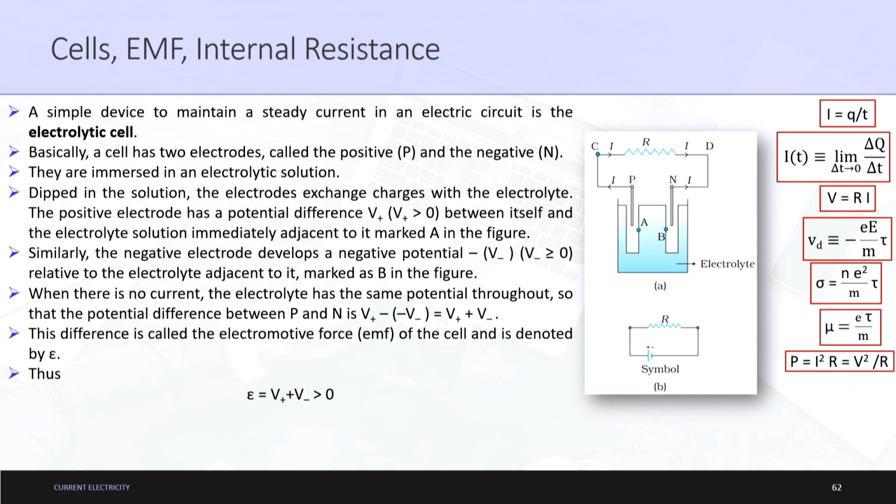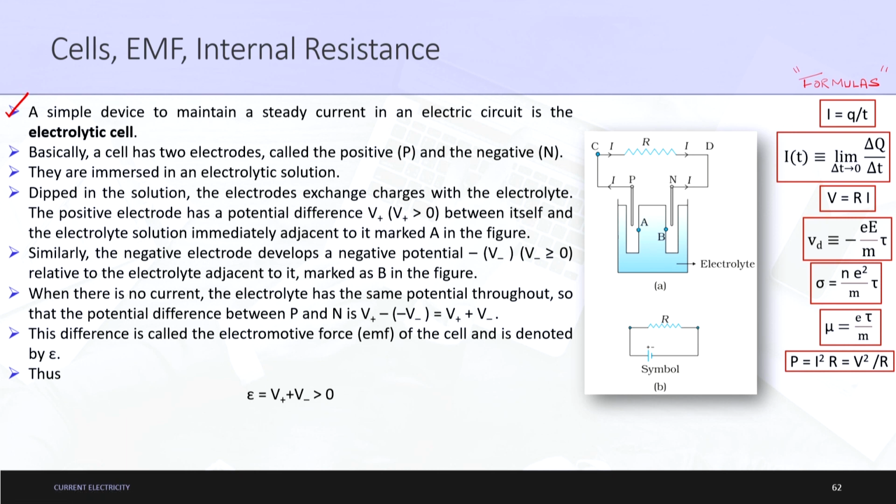As the points go on, I will try to explain this diagram to you more, and besides this, a formula sheet is being updated here. Everything which is important in the complete lecture series of current electricity will be dealt with here. Okay. So, look very carefully now. A simple device to maintain a steady current in an electric circuit is the electrolytic cell. Any device which can be used for a constant steady current, one example is the electrolytic cell. Now, what is an electrolytic cell?